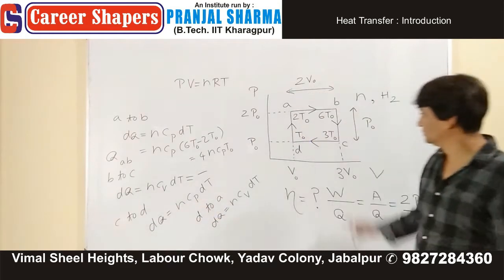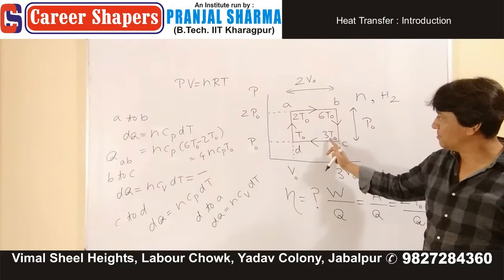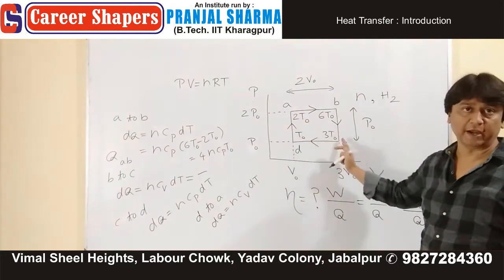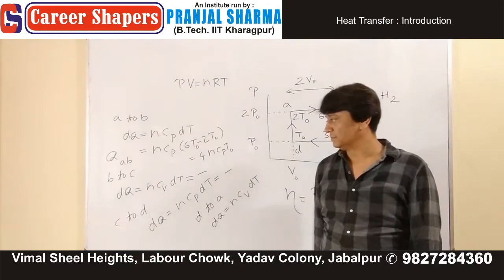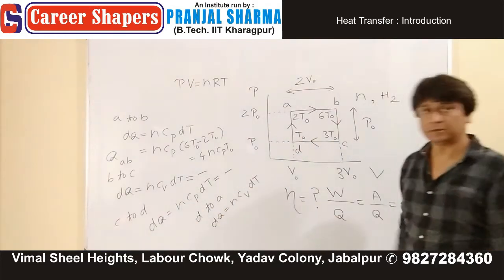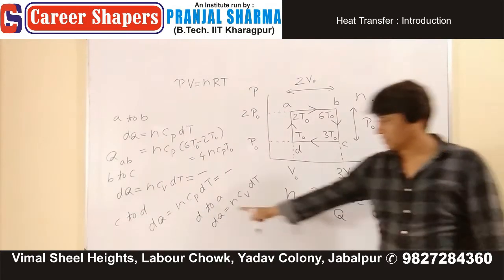C to D, temperature is decreasing. 3 T naught becomes what? T naught. This is also negative. C to D अपने काम का नहीं है. D to A.